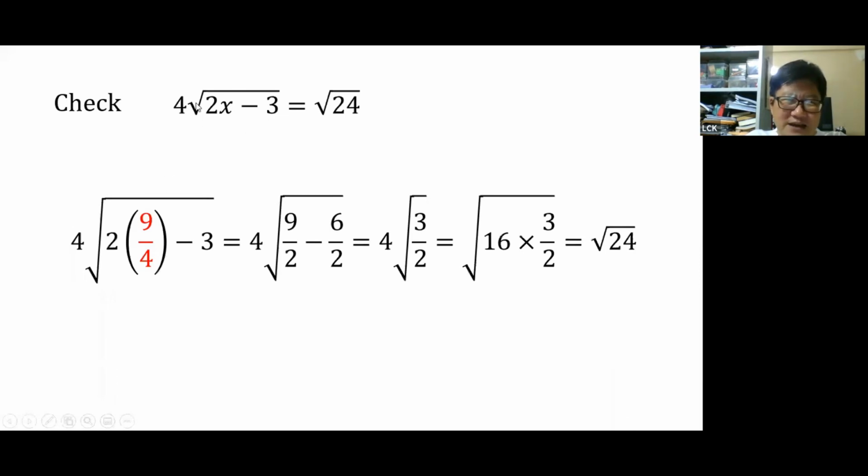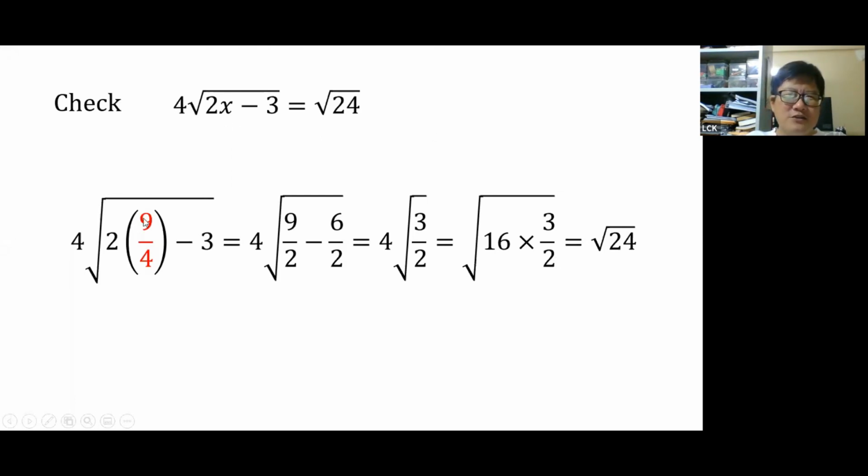So on the left side, start from the left, substitute 9 over 4 for the value of x, and you get 2 times 9 over 4 minus 3. Now that's tough, so multiply that in, you get 9 over 2. 3 is 6 divided by 2. 9 over 2 minus 6 over 2 is 3 over 2. Now 3 over 2, you have a 4 outside there. 4, which has been outside for some time. So bring that in. When you bring that in, it becomes a 16 times 3 over 2. And 16 times 3 over 2 gives you a square root of 24.